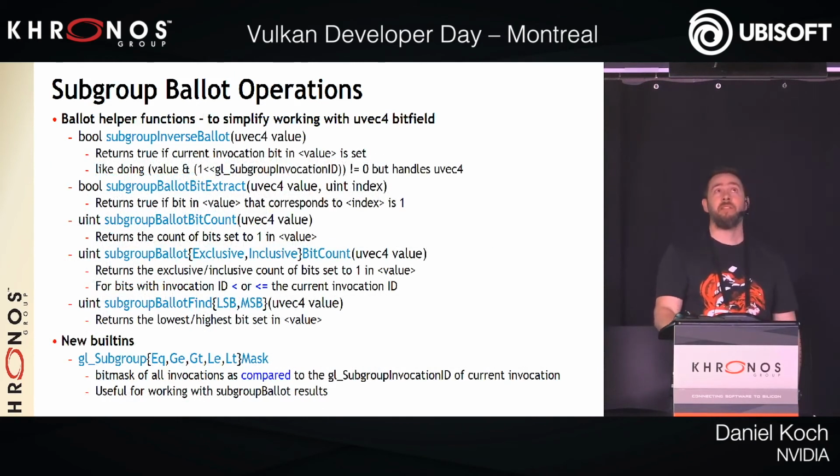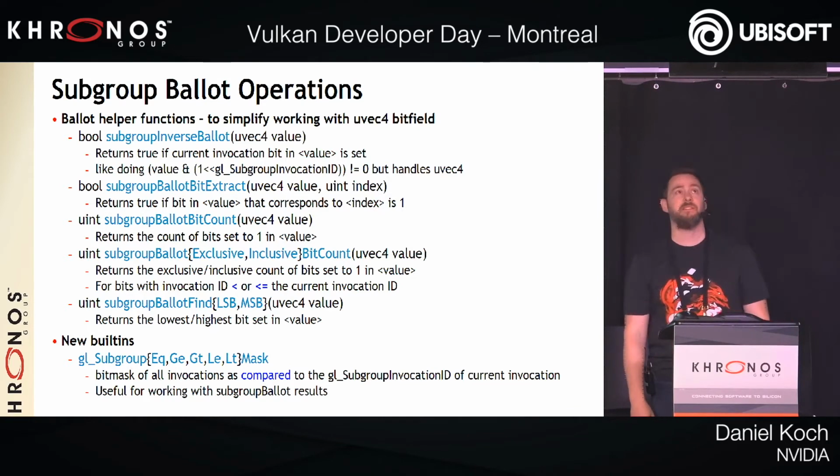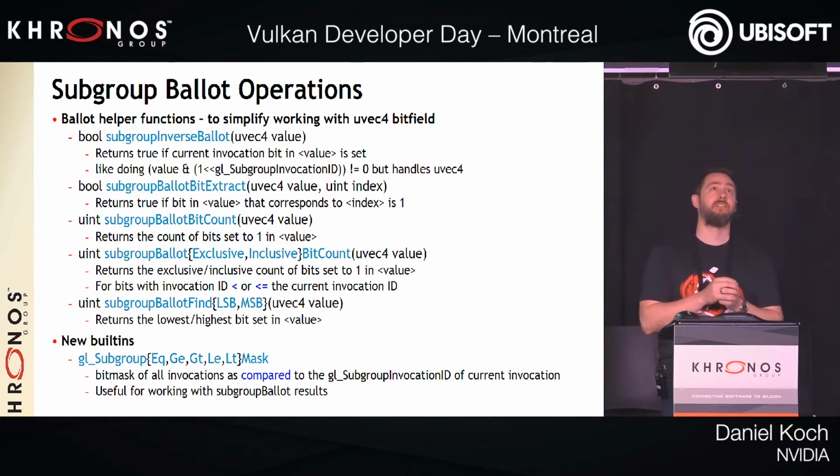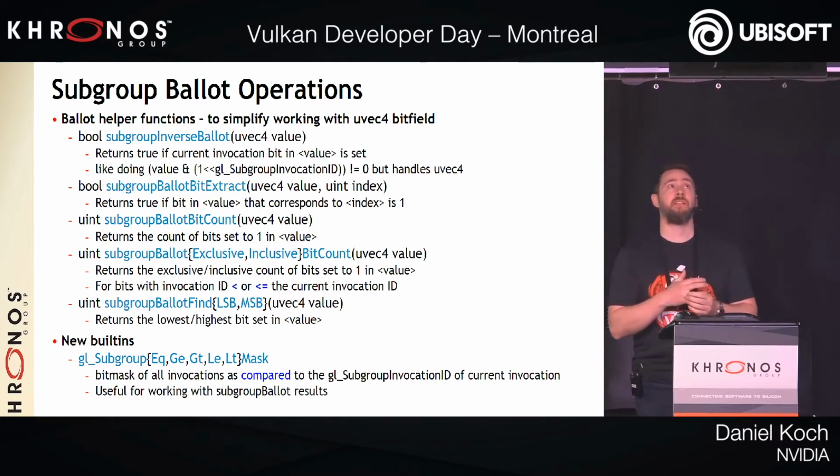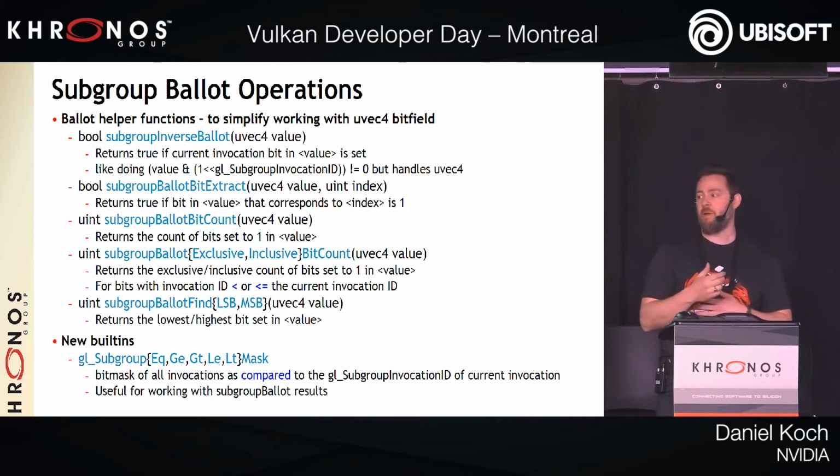As I mentioned, there's some helper functions to simplify working with the uvec4 bit field, because a lot of the built-in functions that we have in the shading languages don't operate across bit extraction and so forth, they only operate on one component. So to simplify working with a uvec4, we have a number of built-ins that help with this, and they can also be optimized on an implementation because the implementation knows exactly how many invocations it's going to be running at once. So if you wanted to write generic code, you'd have to look at all 4 vector components, whereas the implementation built-ins may only look at 1 or 2 of them.